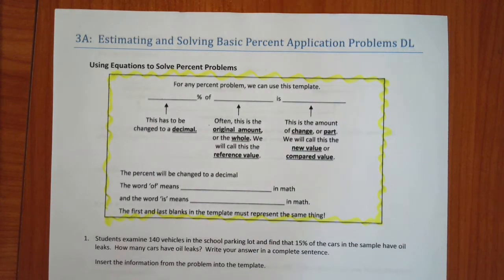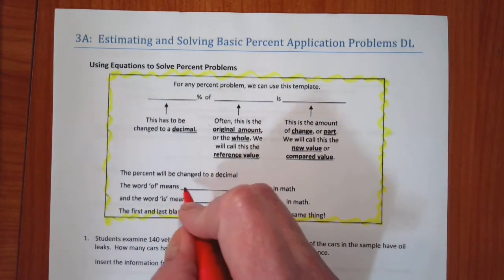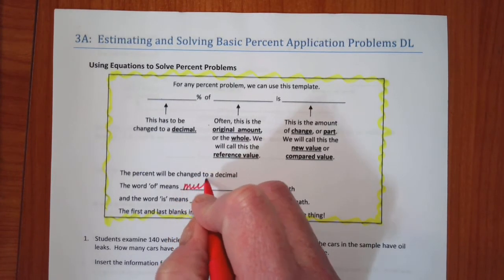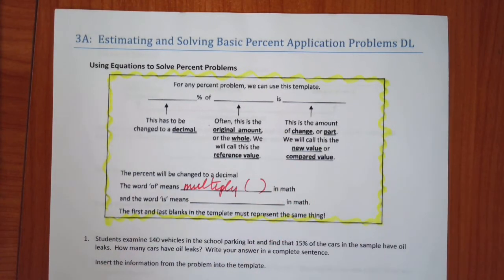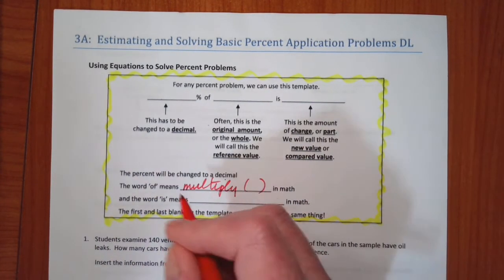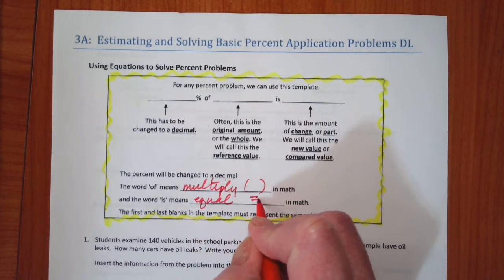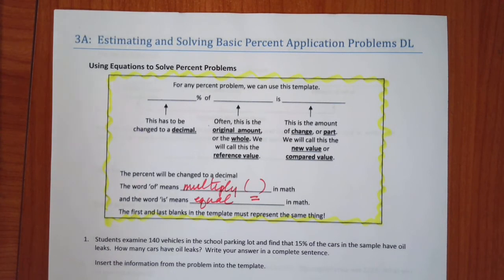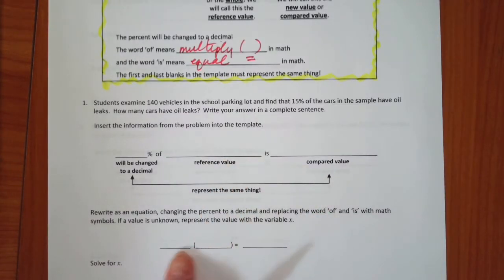Now as we're reading, math is kind of a foreign language. The word of in English means multiply in math, and normally in the equation we will put it in parentheses. The word is means equal, and of course we'll have an equal sign there. So you'll see at the bottom here, this translates to something times something equals something.